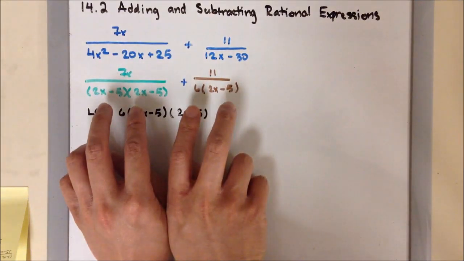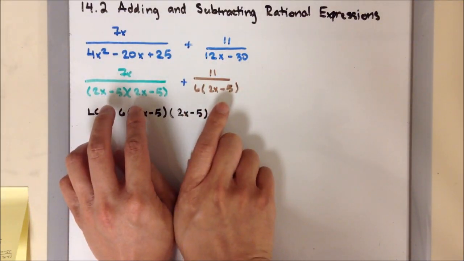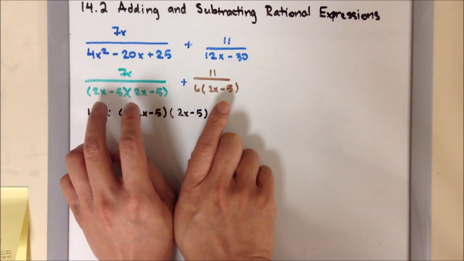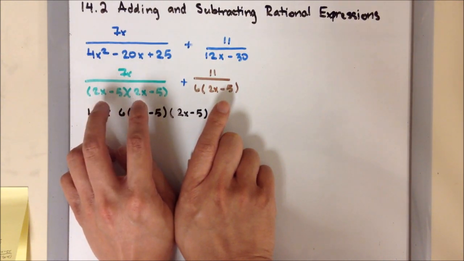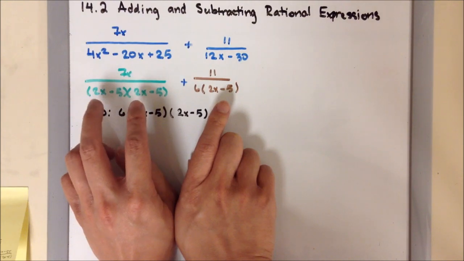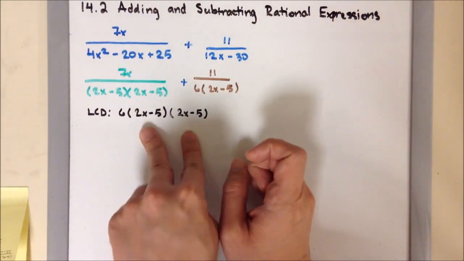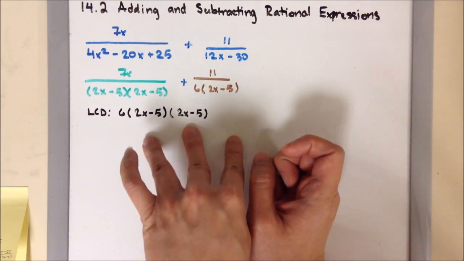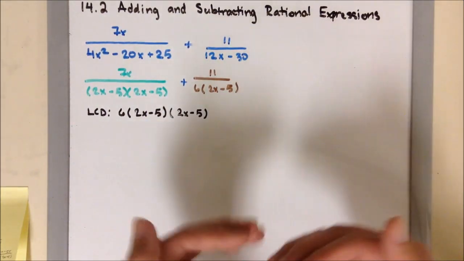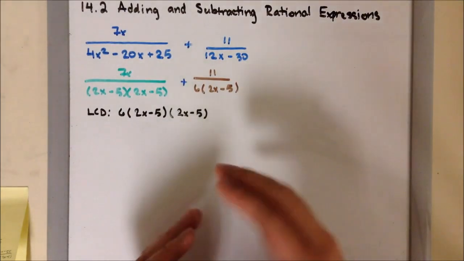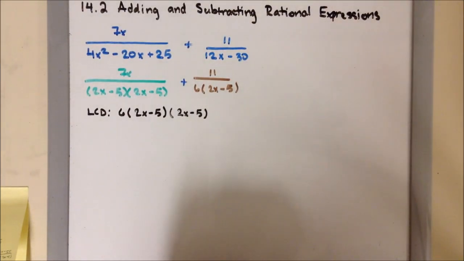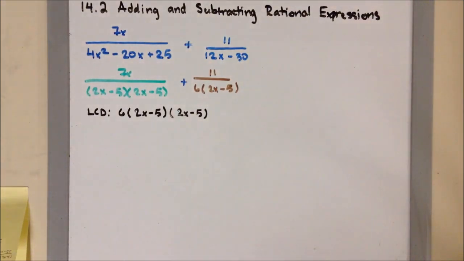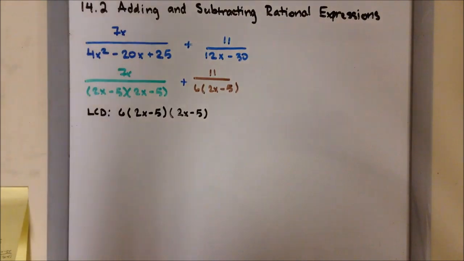In comparison, the second fraction has one 2x minus 5, while the first fraction has two 2x minus 5. So at most, in our LCD, it's just 2 factors of 2x minus 5. At most, that's all you have to put. Not 3. If you do 3, you're going to end up doing a lot of unnecessary work. You will eventually get the same answer once you finish simplifying, but again, you're just doing too much work.